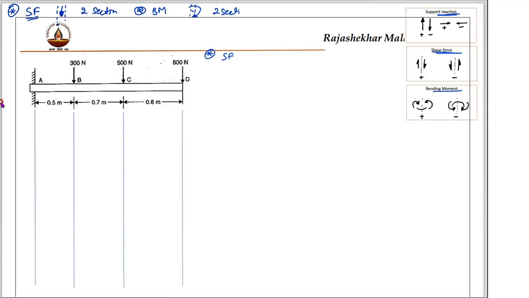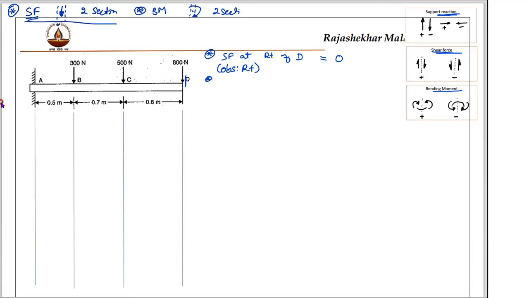Now shear force at D. At D I cannot take one section because a point load is there. We have to take two sections as per this rule: left of D and right of D. First I will consider shear force right of D. I make observations on the right side. Nothing is there, no forces on the right side of this section, therefore 0.